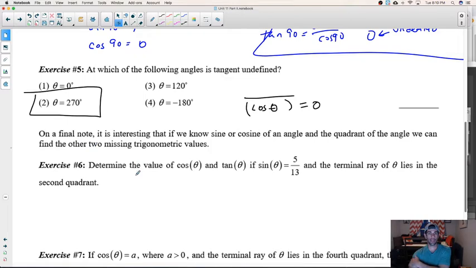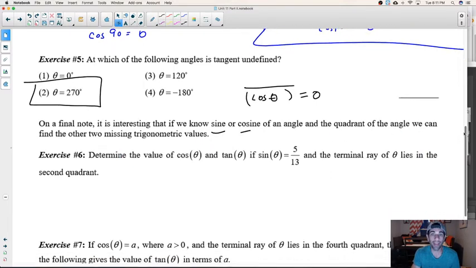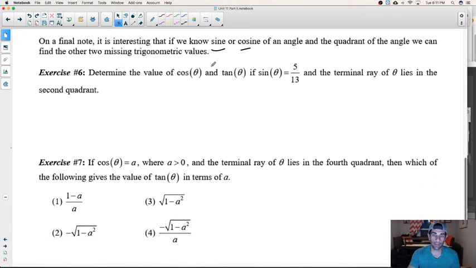So here we go. Let's now try to wrap this all up and see if it all still makes sense. So it's interesting that if we know the sine or cosine of an angle and the quadrant of the angle, we can find the other two missing trigonometric values. So this is now kind of getting away from only those special angles in the unit circle. So to determine the value of cosine theta and tangent theta, if sine theta is equal to 5 over 13 and the terminal ray of theta lies in the second quadrant. What does that mean? So basically, they're asking you for the cosine, which we're calling x, right?